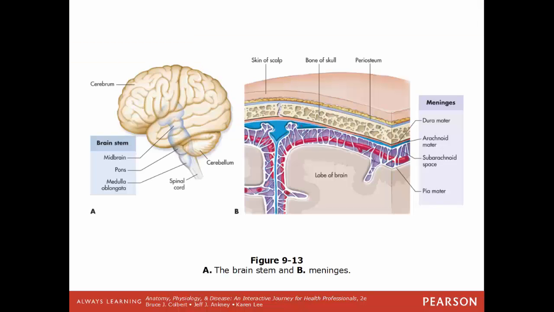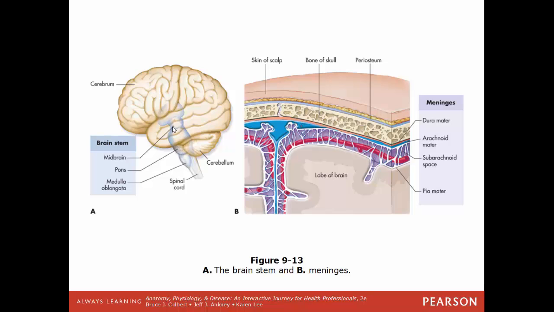Okay, here's an image of where these regions are in the brainstem. So we're talking about the spinal cord going up toward the brain. The most inferior part would be the medulla oblongata here. Just above that, you have the pons here.